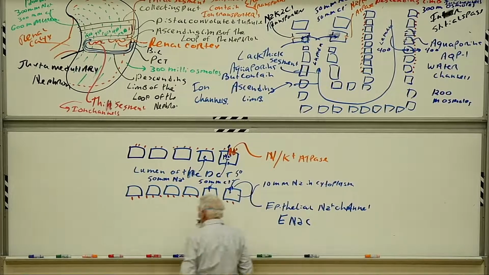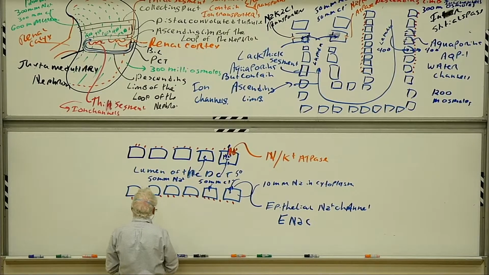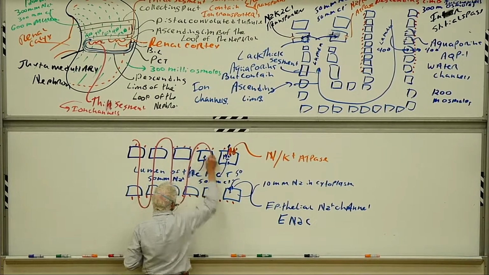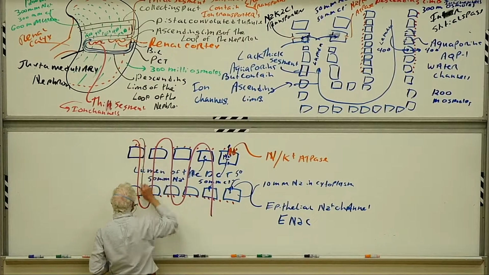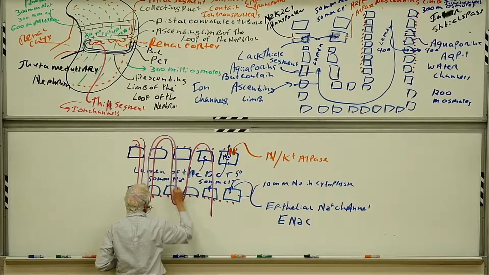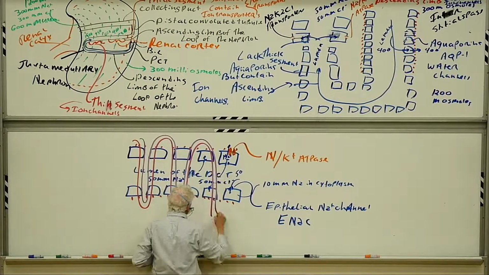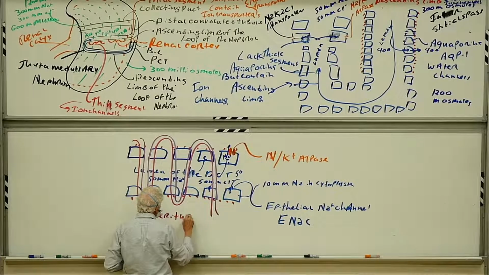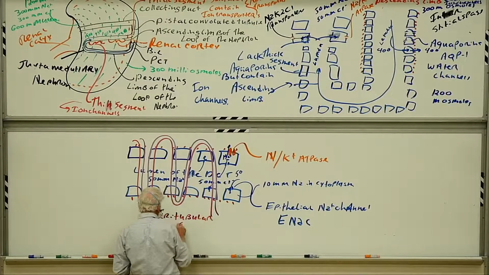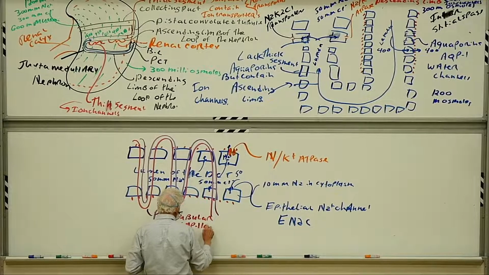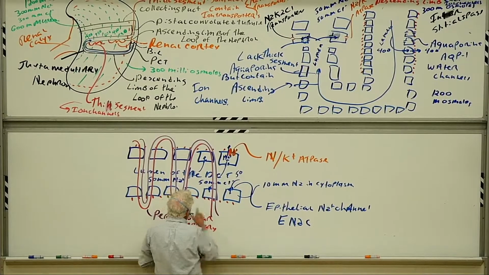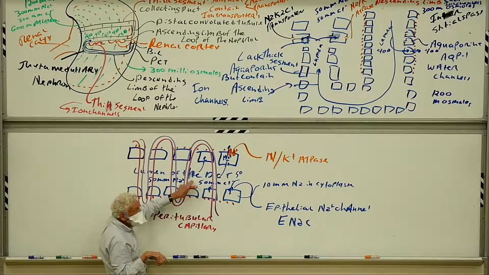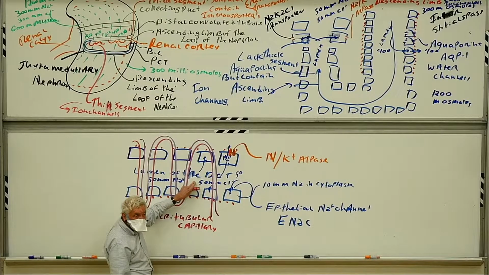Just as we saw in the proximal convoluted tubule, there's going to be a peritubular capillary that wends its way around the tubule. This is said to be peritubular capillary. This peritubular capillary is now going to feed into the venous system. It's going to drain the kidney, but this is the last place where we can pick up sodium.